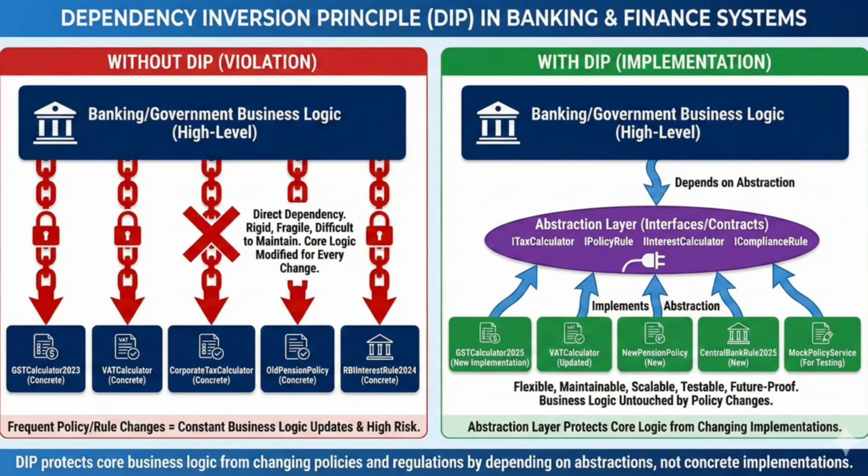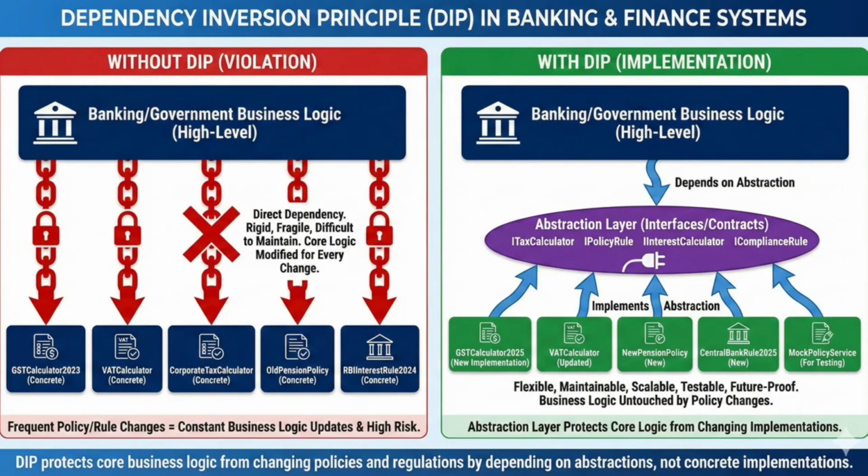But with dependency inversion, we build a policy abstraction like IPolicyRule or IBenefitsCalculator. The system depends only on this abstraction. Different policies like old pension policy, new pension policy, subsidy policy 2024, income tax policy 2025, all implement that abstraction. When government introduces a new rule, we simply plug in a new policy implementation instead of rewriting business applications. The system remains stable and adaptable.